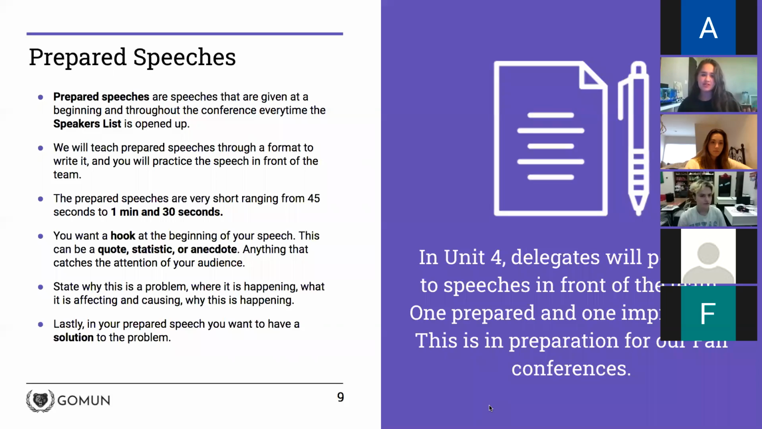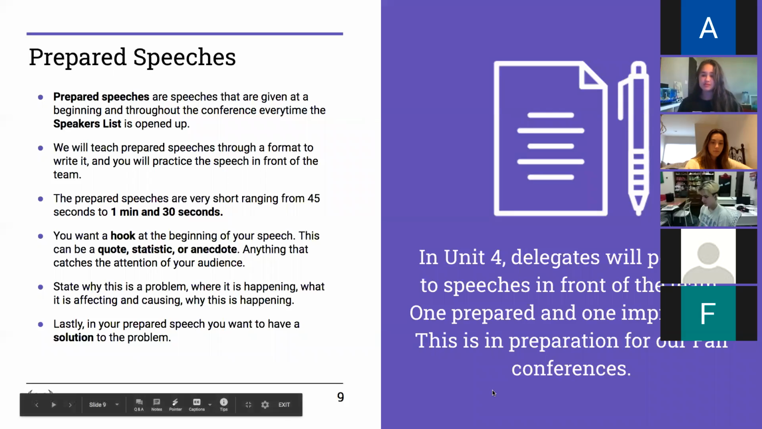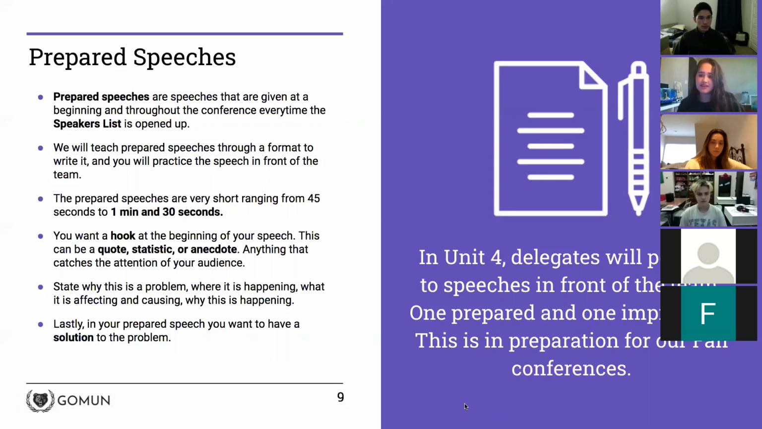So prepared speeches are given at the beginning and throughout the conference. We are here to help you learn how to write your prepared speeches and how to present them. This is for Unit 4, which we'll go more in depth on. You will actually get to write your own prepared speech for your conference, and then give one prepared speech in front of the team and one impromptu speech, which will give you a couple prep minutes.